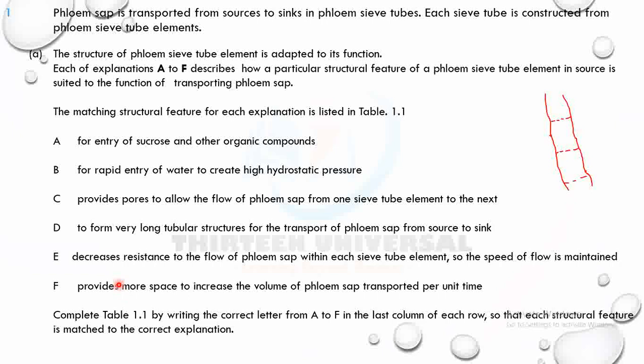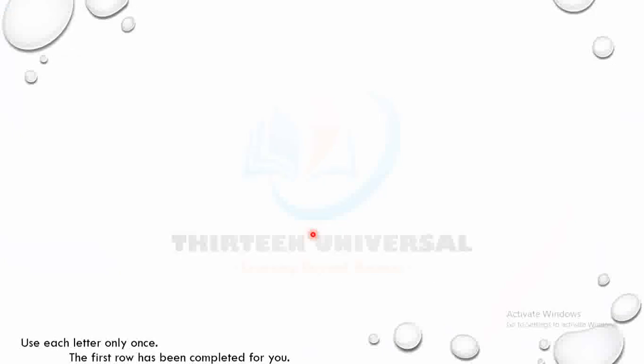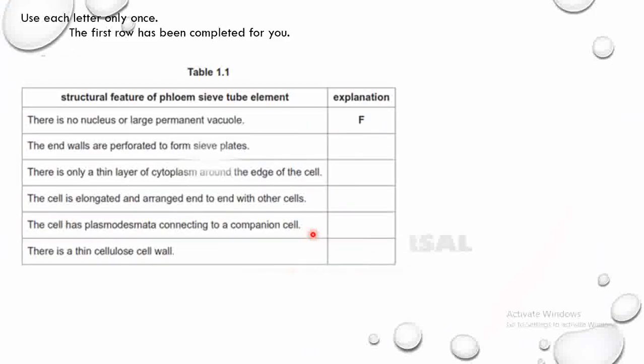Decrease resistance, okay, yeah, that's the to form very long tubular structures, for transport of phloem sap from source to sink. So that is why they are joined end to end to form long tubular structures. So that's D. Okay, this is D. The cell has plasmodesmata connecting to a companion cell.